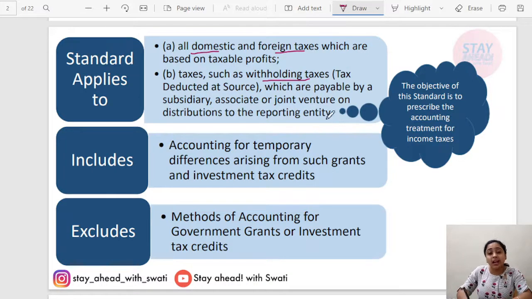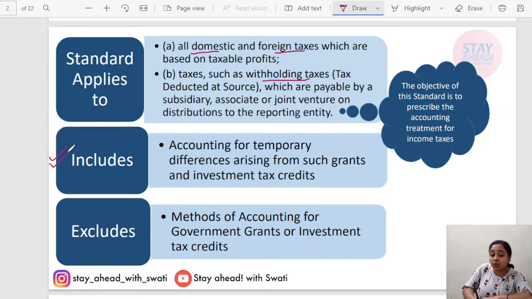Now as you know, this Ind AS is derived from IFRS and IAS, and therefore these foreign taxes are also included. Your example of withholding taxes is therefore given because it has been almost derived and converged from IFRS.